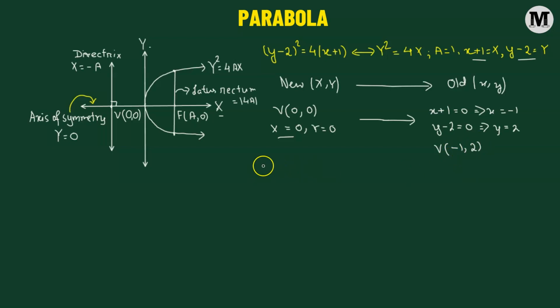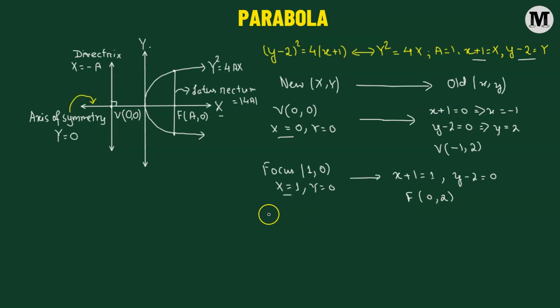Next, coming to the focus. The focus of the parabola is at a comma 0. So a is 1, which means the focus is at 1 comma 0, so the x value is going to be 1 and the y value is 0. What we'll do is use the equation x equals 1, but in place of x we replace with x plus 1. So this will be equal to 1, and then we have y equals 0, which means y minus 2 equals 0. Solving for x and y, we get the coordinates of the focus of the parabola in the old coordinate system. So that's going to be 0 comma 2.